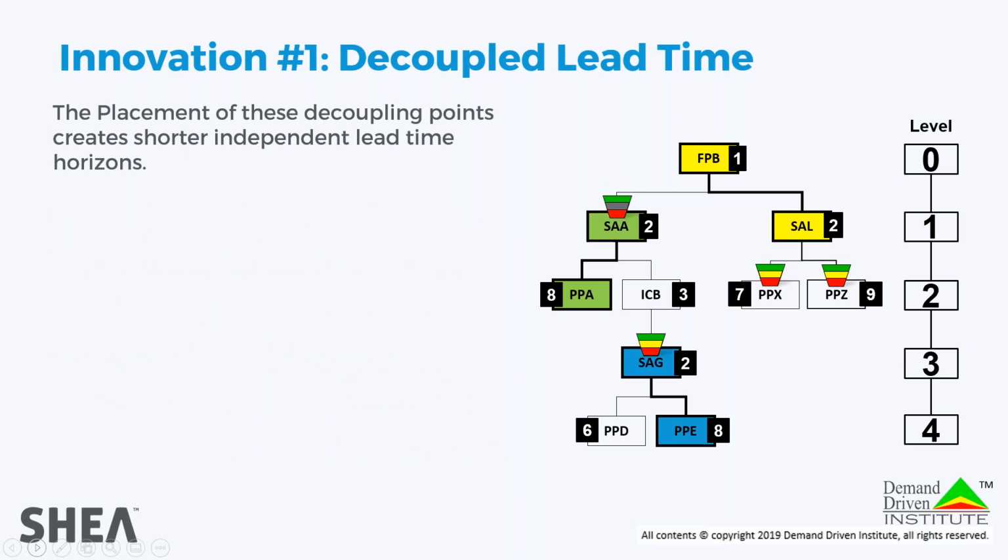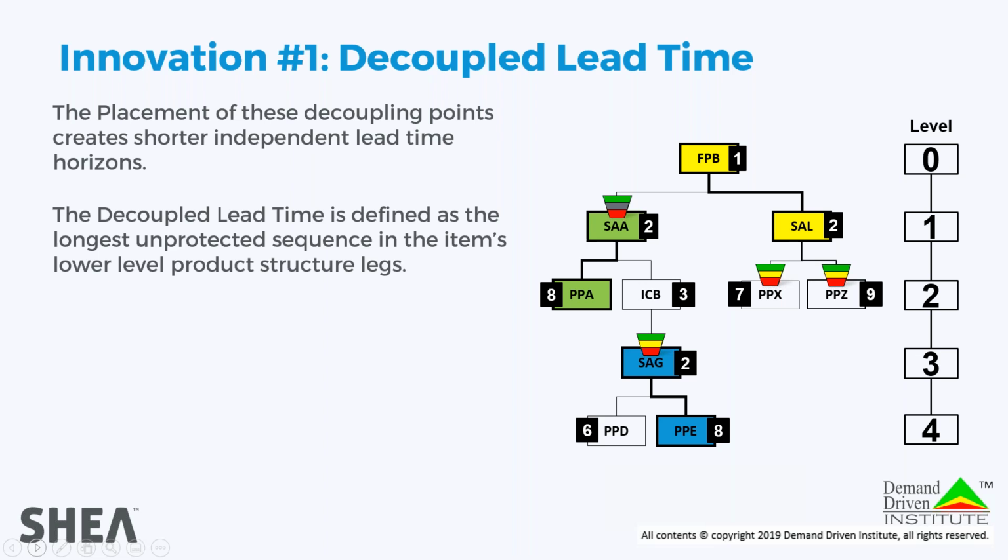And what we then get is what we call decoupled lead time. And we create shorter independent lead time horizons. The decoupled lead time is defined as the longest unprotected sequence in the item's lower level product structure legs. In this example on the screen, you can see that if we have part numbers SAA, PPX, and PPZ, if we have those inventories, then our time to manufacture, or our lead time for FPB, is 1 + 2 or 3. And we can clearly see that and mathematically understand it.